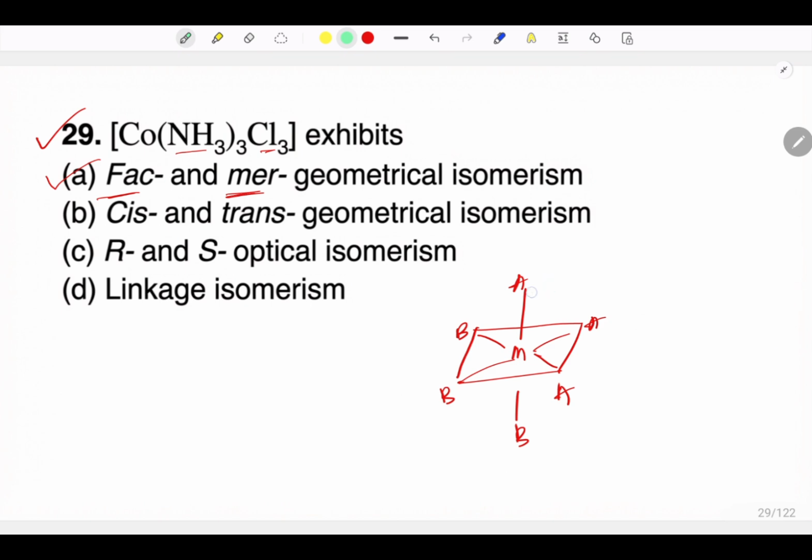In this compound, this triangle acts as a face. This is a face, so that's why it looks like a face, and it is called a FAC isomer. And similarly, the 3 B atoms will form another face. So this is the FAC isomer.